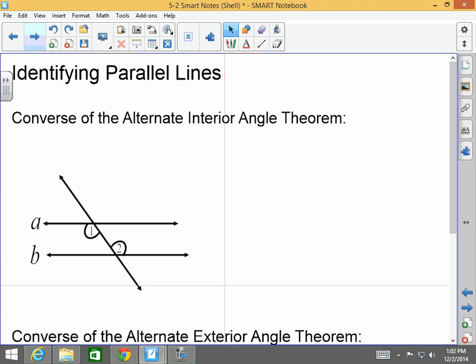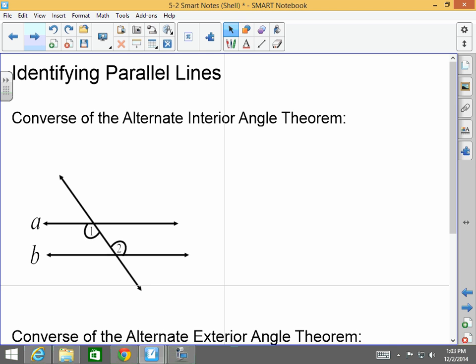Now, identifying parallel lines. The good news here: remember when we learned about alternate interior angles and corresponding and alternate exterior and same side interior angles? Remember that, guys? We learned that when naming them, if those angles were formed when a transversal cut parallel lines, not only are they alternate interior angles or corresponding or alternate exterior, but they're also congruent. Okay, well, that's what we're learning today.